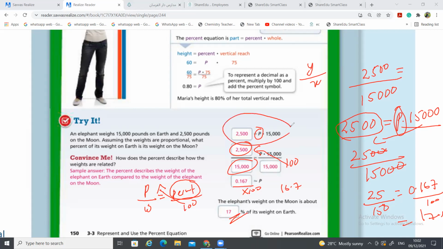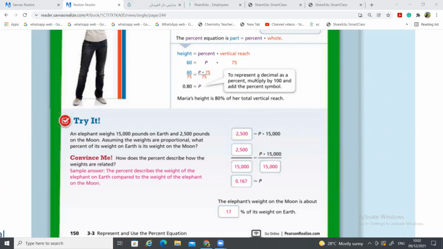See, don't get confused with the equation. Follow the same thing here. P over W is equal to percent over 100. Follow the same. And then switch. P is 2500, and this is 15,000. Okay, 100 goes up and becomes multiplication, and you find the percentage. Now, did you get it? That's better. Just write here 0.167. You multiply with 100. So you get 16.7. And that's nothing but 17%.